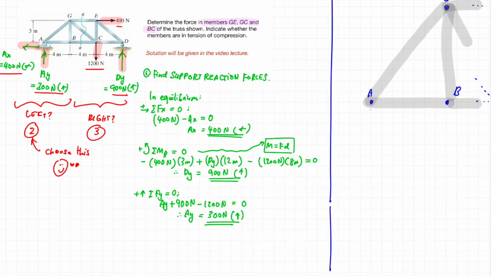Okay, now let us draw the direction of the forces acting at each joint. So there is one force of 300 Newton acting upward at joint A and another force of 400 Newton acting to the left side at joint A.